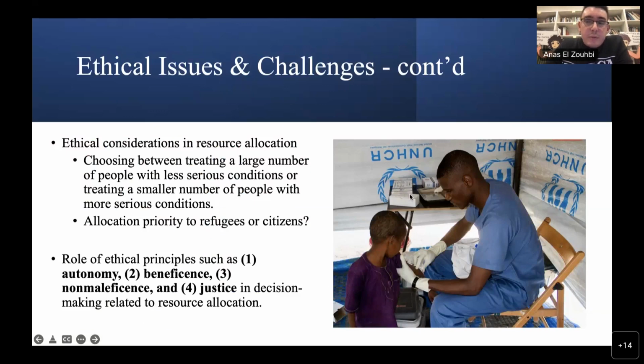Again, just a kind reminder of some of the principles. We have autonomy, beneficence, non-maleficence, and justice in decision making. So it's important to be able to use and utilize all of these factors to make sure that we are being ethical and fair with regards to who is given treatment and who is provided with care.